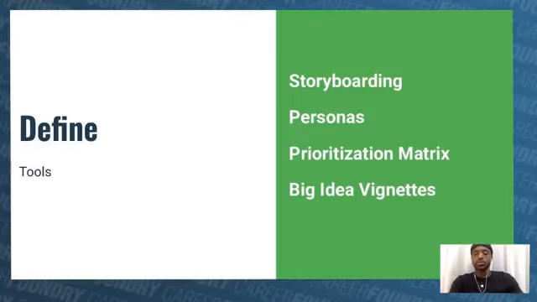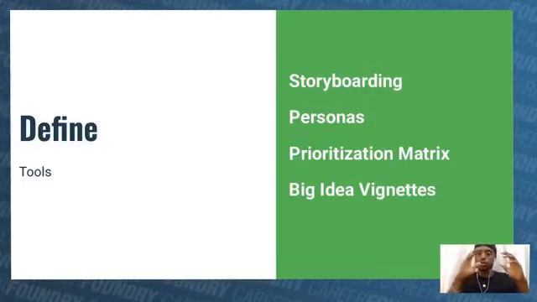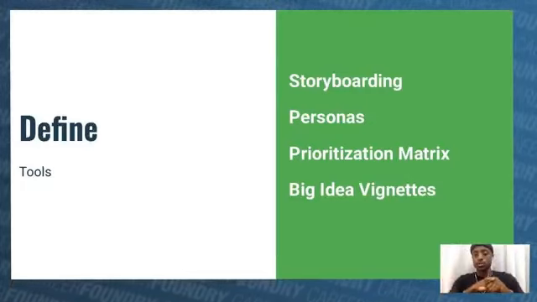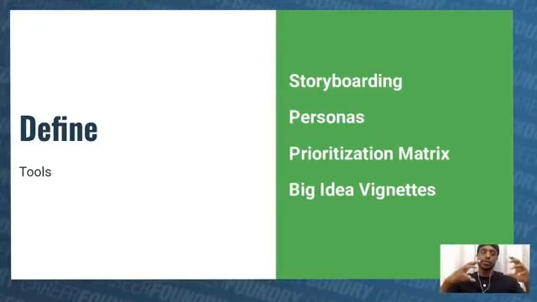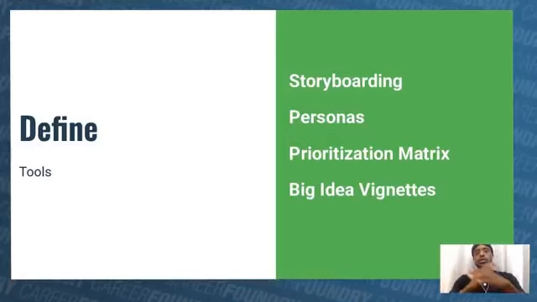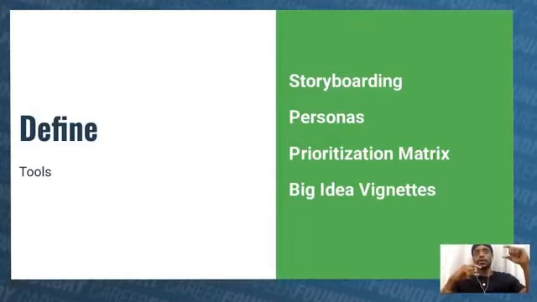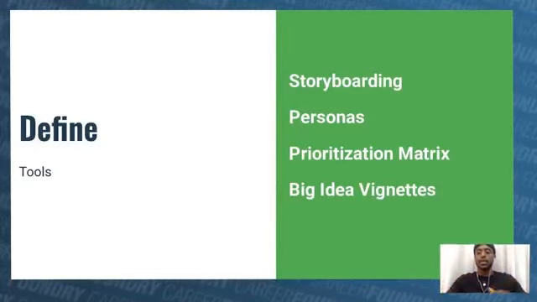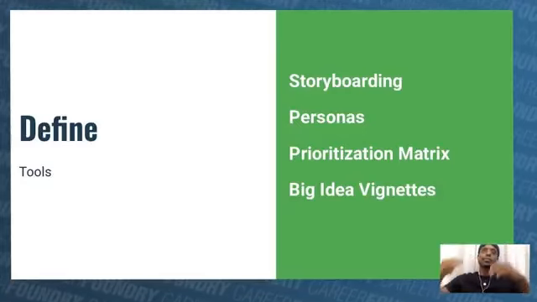Tools for this particular phase are storyboarding, where you map out, you draw, it's pretty much a visual of what your user is experiencing. You can do personas, where you take your insights from the entire group of users and you kind of boil them down to a persona. You have prioritization matrices, where you have a quadrant of 4 and you start to group the problems and, based off of precedence, decide which one is more important than the next. And then big idea vignettes, where you have one idea and you kind of work backwards.